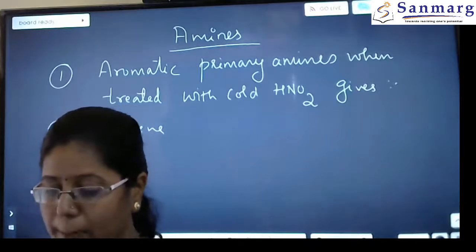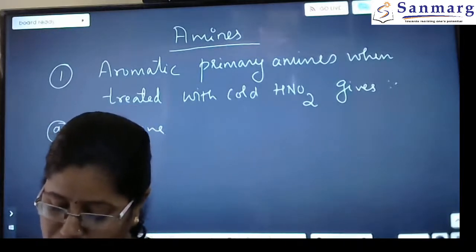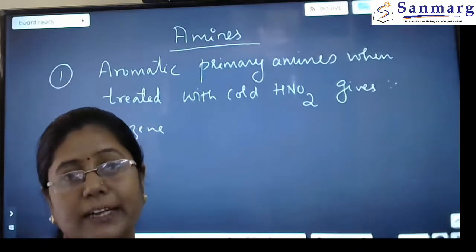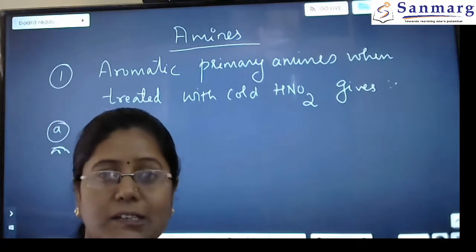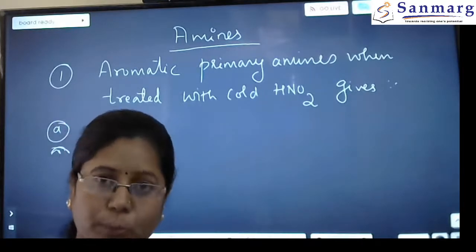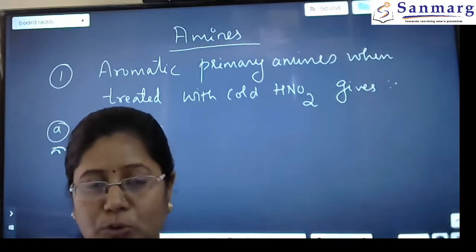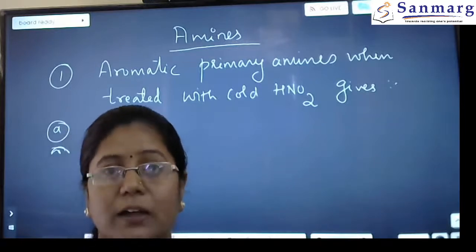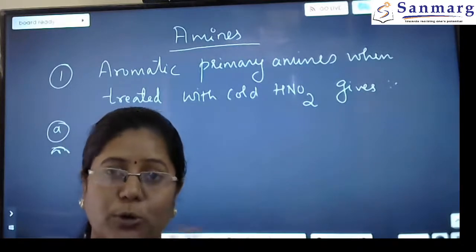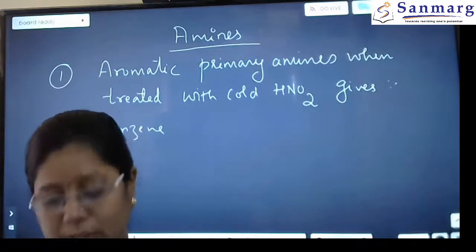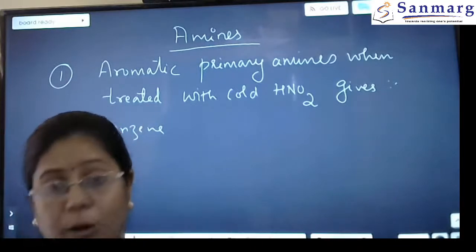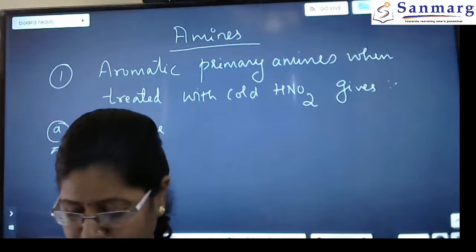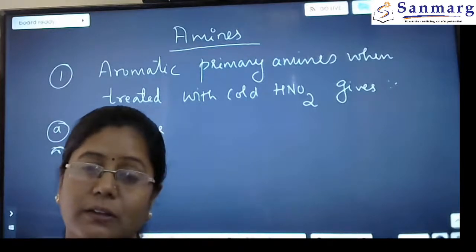In the Hoffmann bromamide reaction, we take amides. Amides contain the C double bond O NH2 group, for example benzamide, methylamide, ethylamide. All of these have the C double bond O NH2 group. Amides get converted to amines using bromine and alcoholic base KOH. So this reaction is called the Hoffmann reaction.